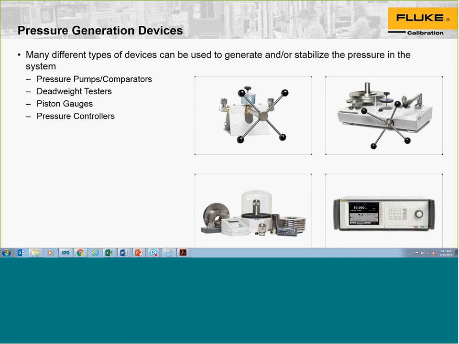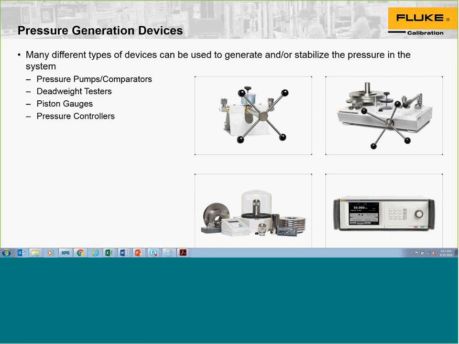Other examples are deadweight testers, like the P3124 that's shown here. This one is generating pressure in the same sort of way as far as the screw press, but then the pressure is stabilized and the measurement is done with the floating piston with masses creating a force being applied to the top of the piston. We'll talk about that a bit more later on.